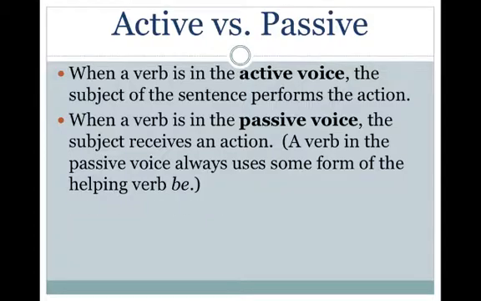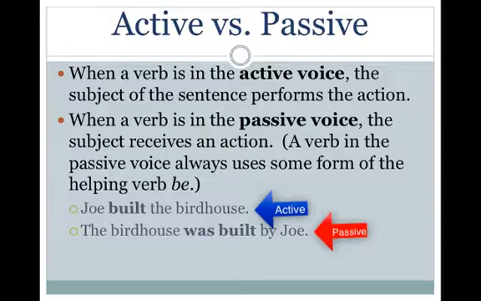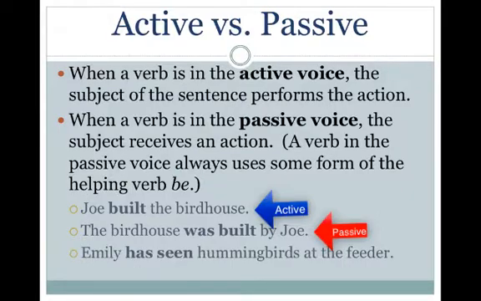For example, the sentence, Joe built the birdhouse, is written in active voice. Joe is the subject, and built is the verb. So Joe is doing the action. In this sentence, the birdhouse was built by Joe. Now, birdhouse is the subject, and was built is the verb, and now you see the subject is receiving an action instead of performing an action.